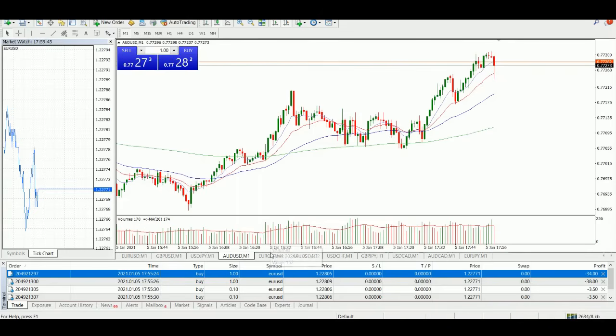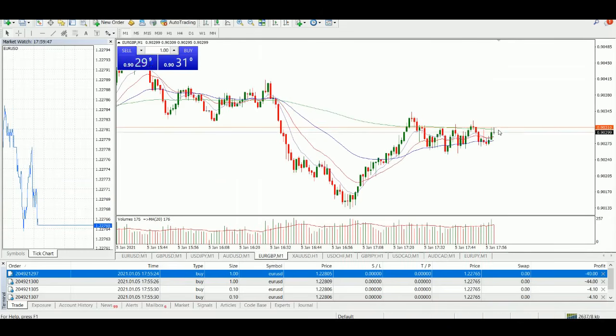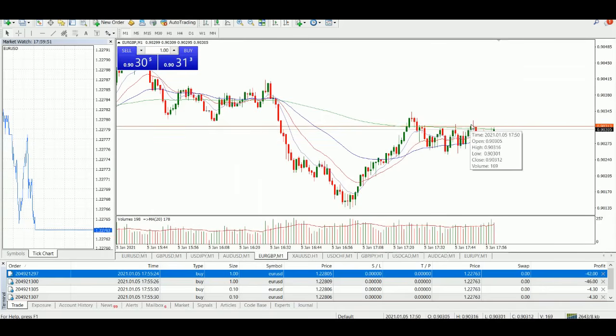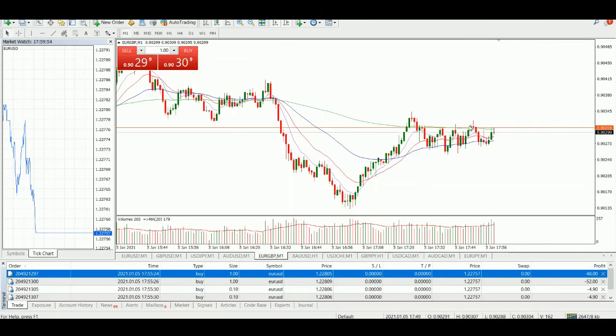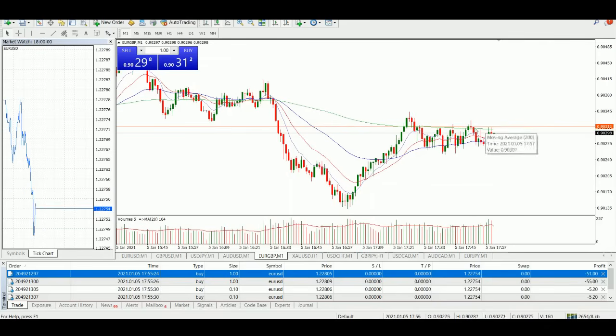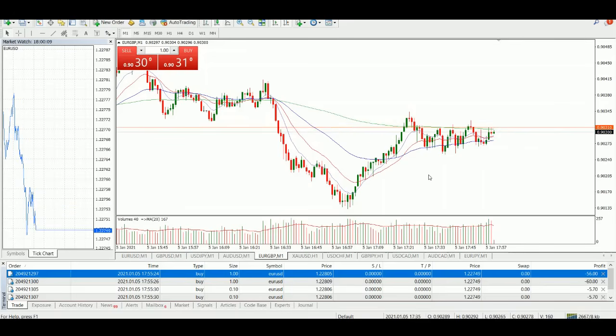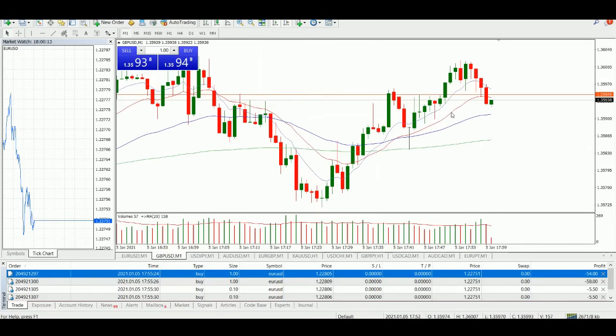Also for Euro GBP, it's going sideways. It's a good sideways ranging market. Okay, so you can buy here and sell up, buy and sell. So it's a good ranging market. Support level and resistance level are very well known. So from there it's doing well for ranging trades. And for GBP dollar, after this retracement, price is going up.